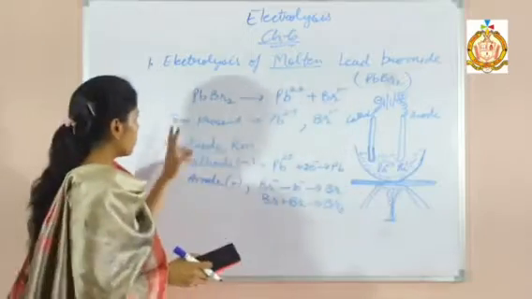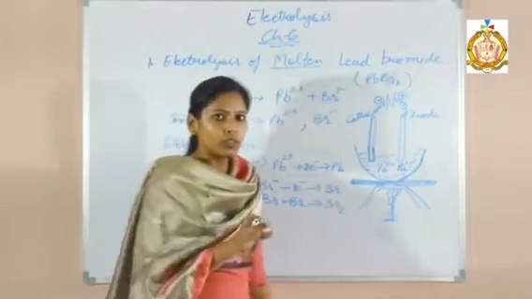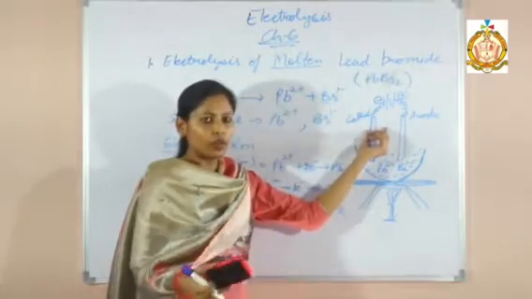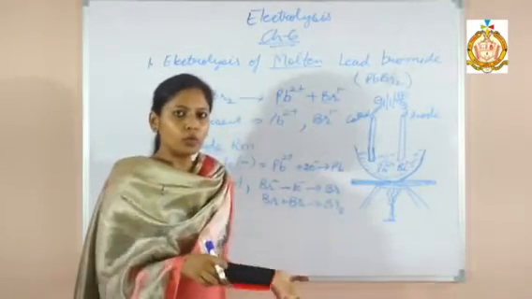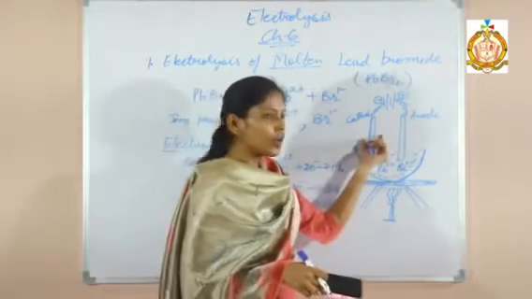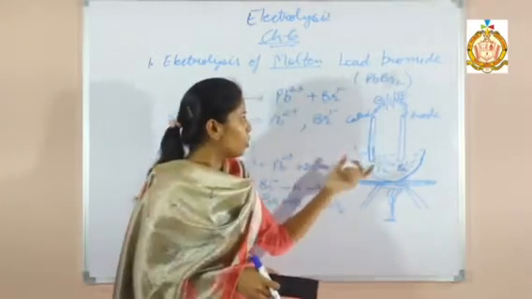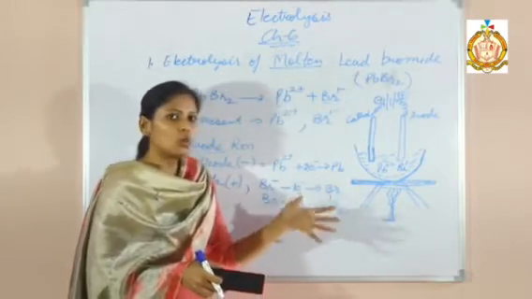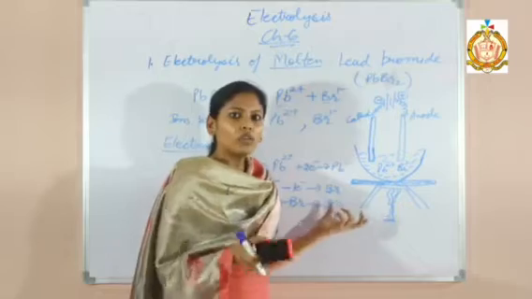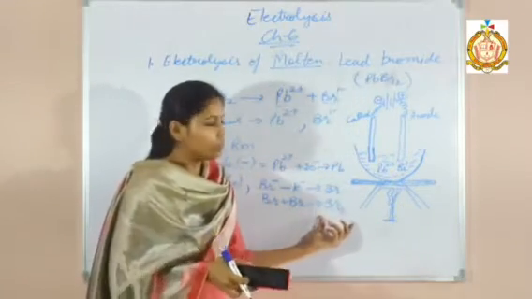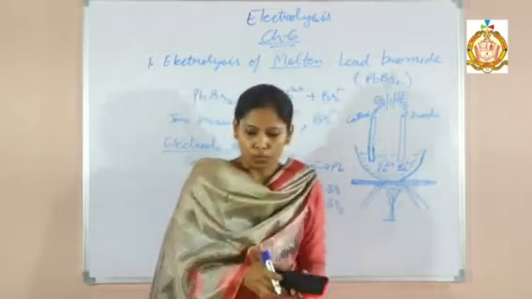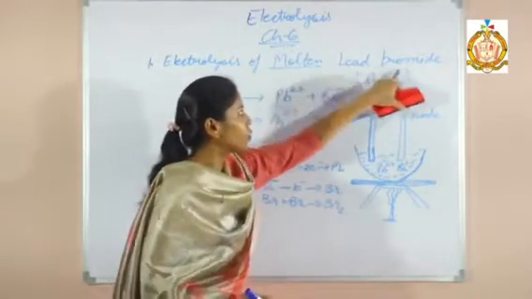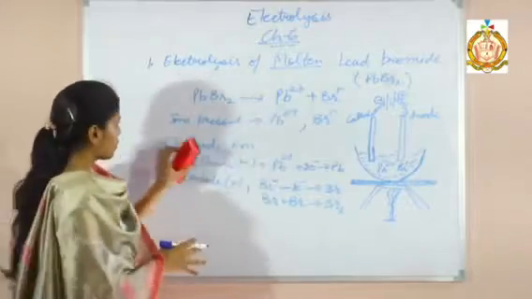This is all about lead bromide. And one more question is there, and that is why graphite electrode is preferred to platinum. Platinum is also inert, graphite is also inert, but why are graphite electrodes preferred? Because graphite electrodes are inactive, do not react with bromine or are unaffected by bromine vapor. That is the reason why graphite electrodes are used. This is all about electrolysis of molten lead bromide. Everything is here, you can even make the notes.